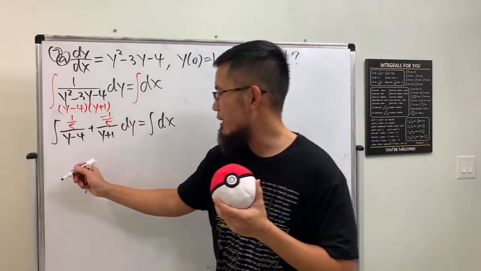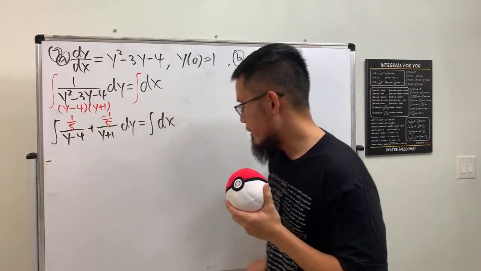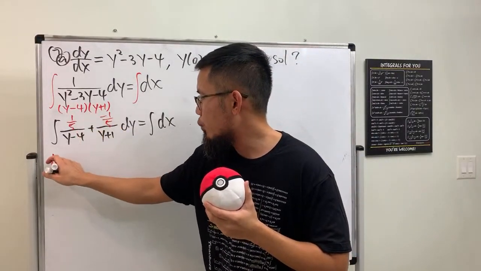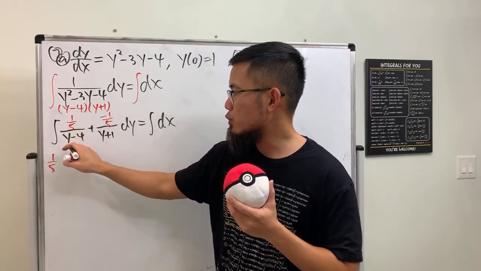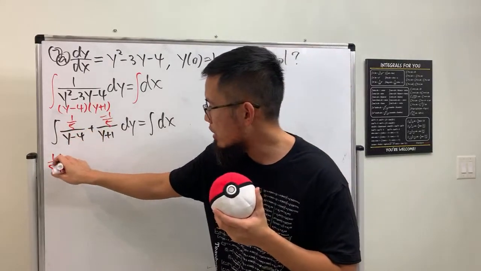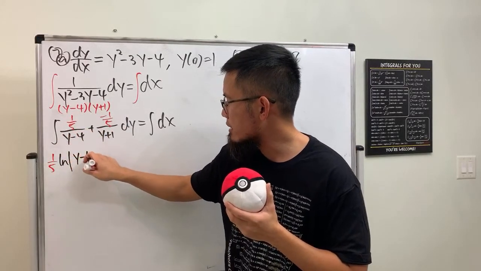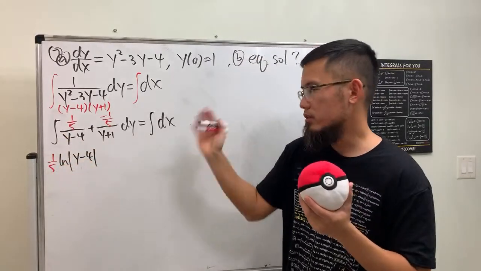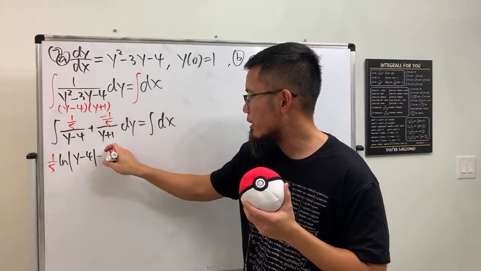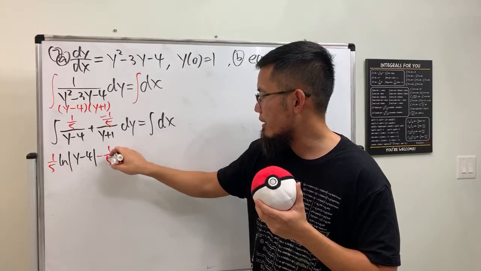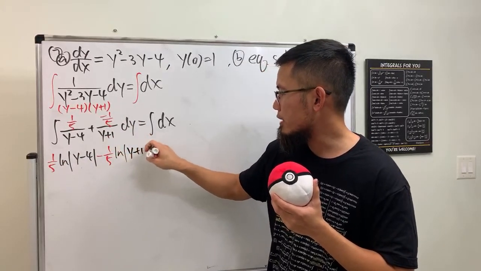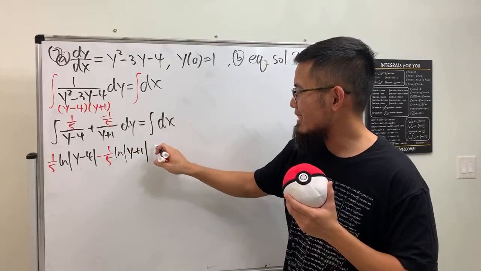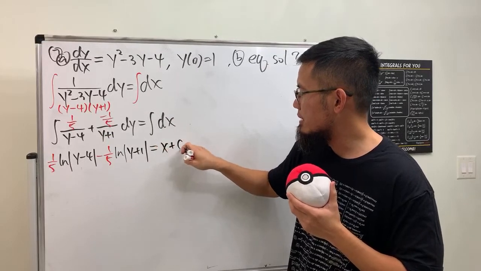And then let's just go ahead and do the usual business. I'm going to factor out the 1 over 5. So here we get 1 over 5. And then this is just y to the first power. So we get natural log, absolute value, and this is y minus 4. And the coefficient right here is 1, so you don't have to divide it by 1, doesn't matter. And then continue, minus 1 over 5, same thing, natural log, absolute value, y plus 1. Done. On the right hand side, integrating this, we get x, and then plus c1.